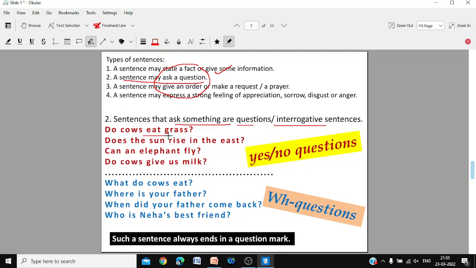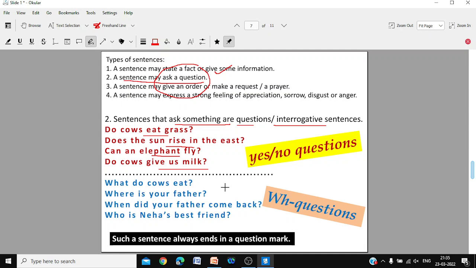Now these are yes/no questions. Do cows eat grass? You can say yes or you can say no. Does the sun rise in the east? You can say yes or no. Can an elephant fly? You can say yes or no. Do cows give us milk? You can say yes or no.